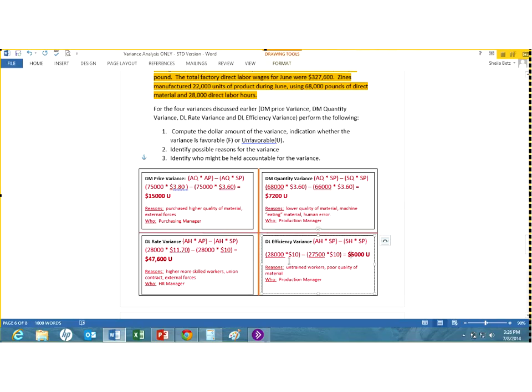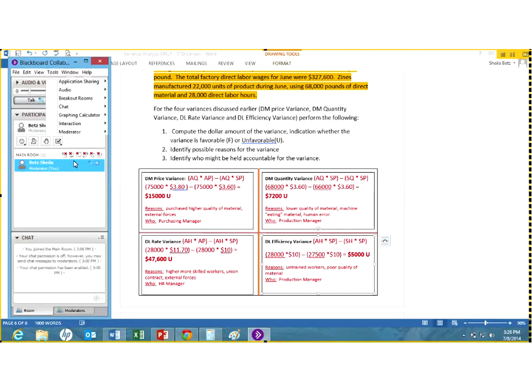So why might we use more hours than we had expected? Maybe we had some untrained workers. Maybe we had some poor quality material that took longer to make the product, etc. And the person held responsible would be the production manager.